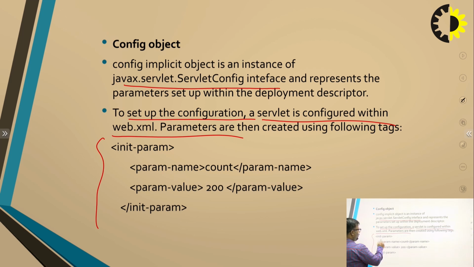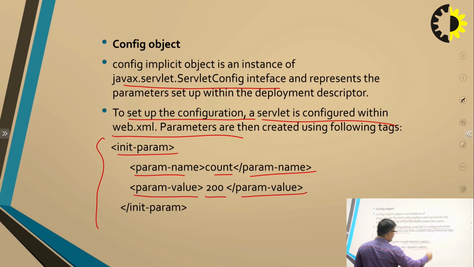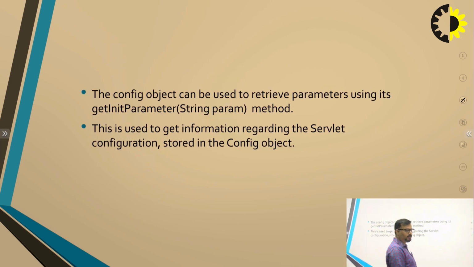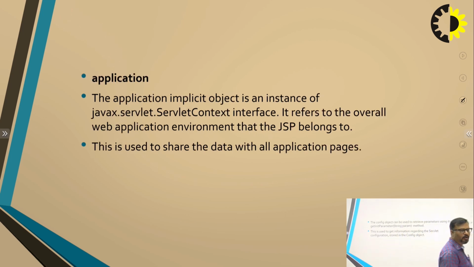Then init-param, then param-name count and close the param-name. Then param-value 200, then close the param-value. Then close the init-param. Okay. So the config object can be used to retrieve the parameter using its getInitParameter(String parameter) method. This is used to get the information regarding the servlet configuration stored in the config object.